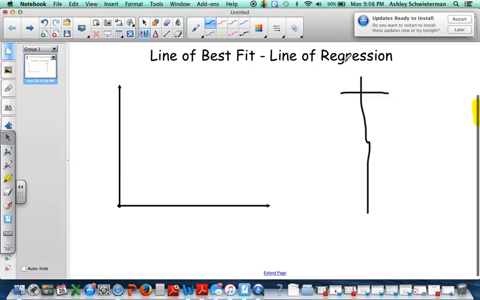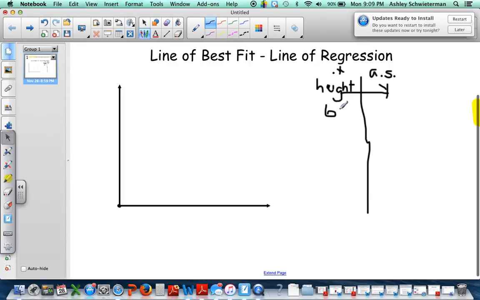Alright, so you're going to have x and y, and you're going to have to decide what's the independent and what's the dependent variable. So your height is your independent. So we have height. There's height. It's my x. Arm span, we're going to just call that AS. That is my y.